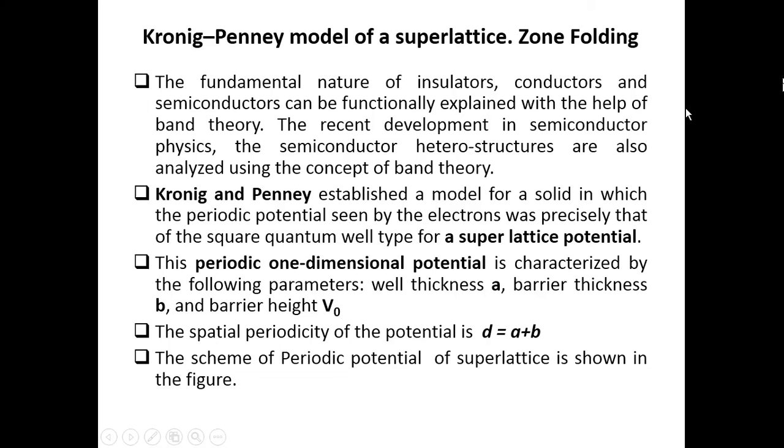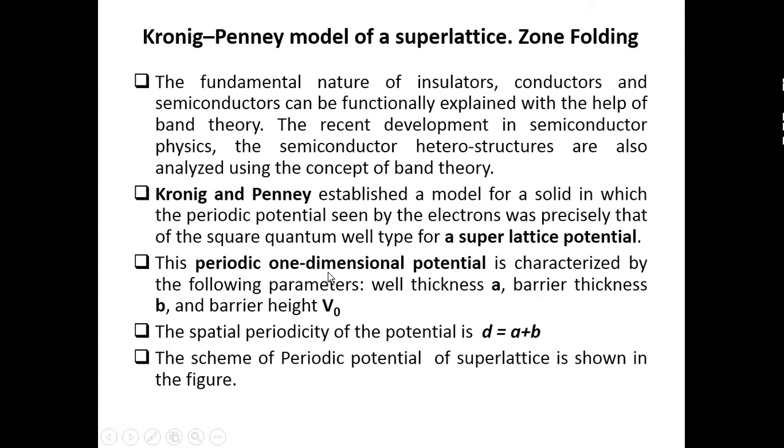So, Kronig-Penny has explained a model in which the periodic potential seen by the electrons was precisely that of a square quantum well type, and that particular quantum well potential is essentially a superlattice potential. This periodic one-dimensional potential is characterized by the following parameters.